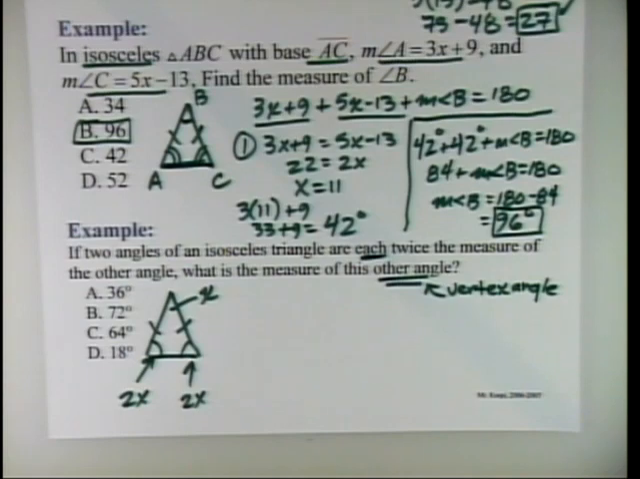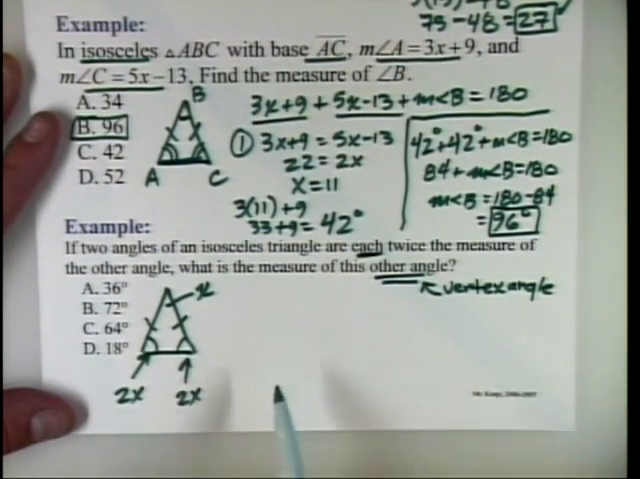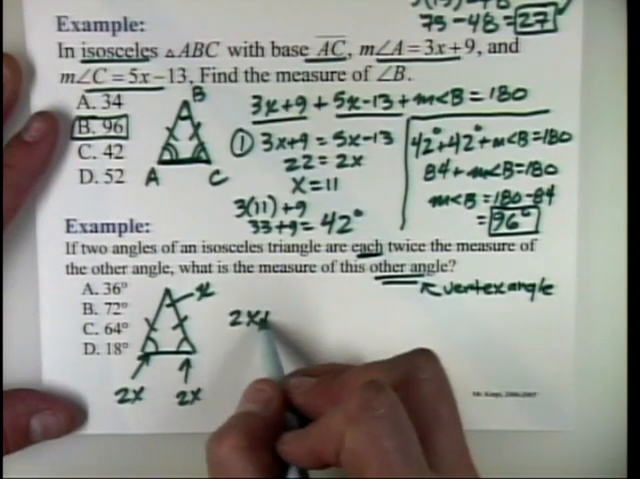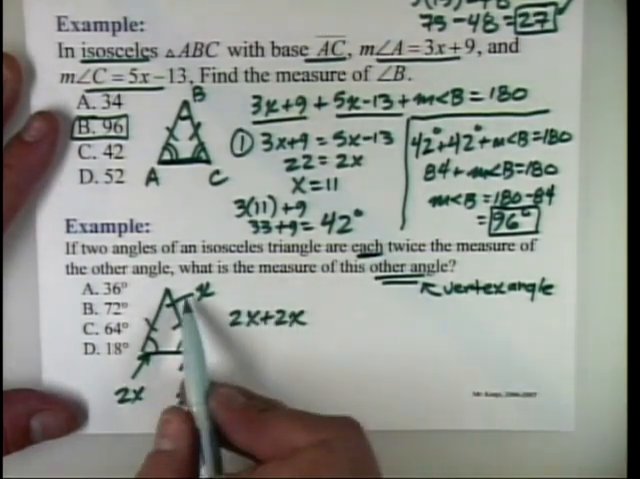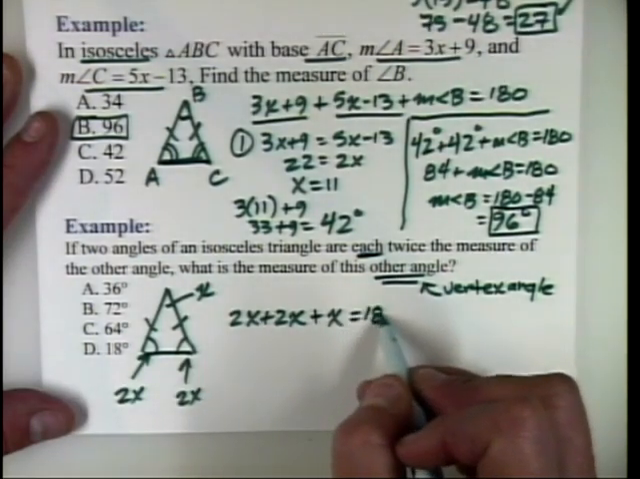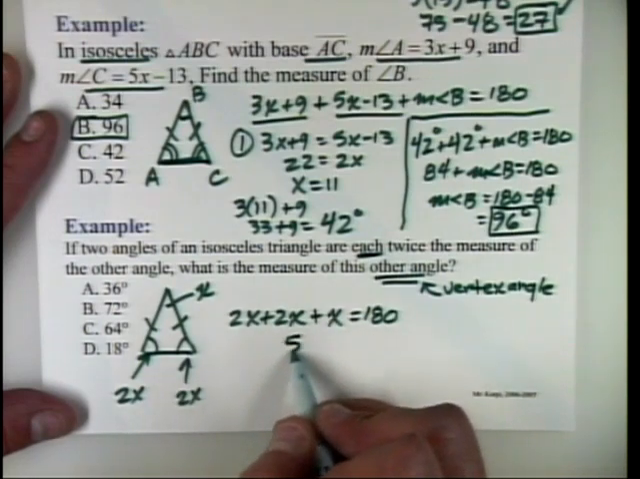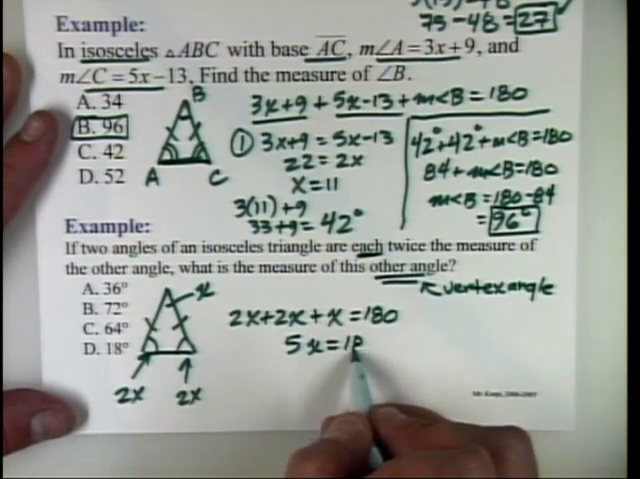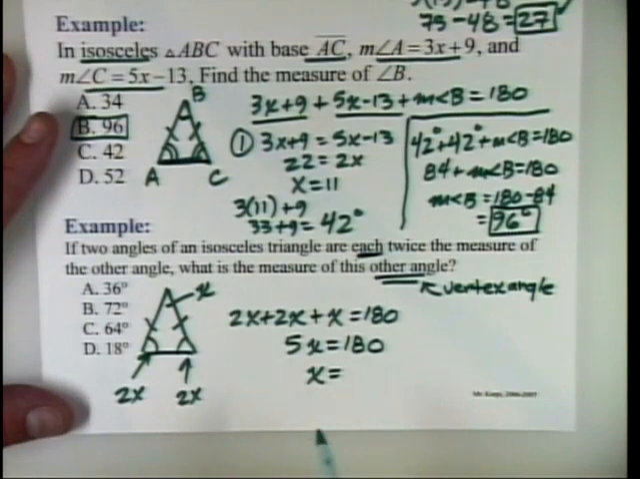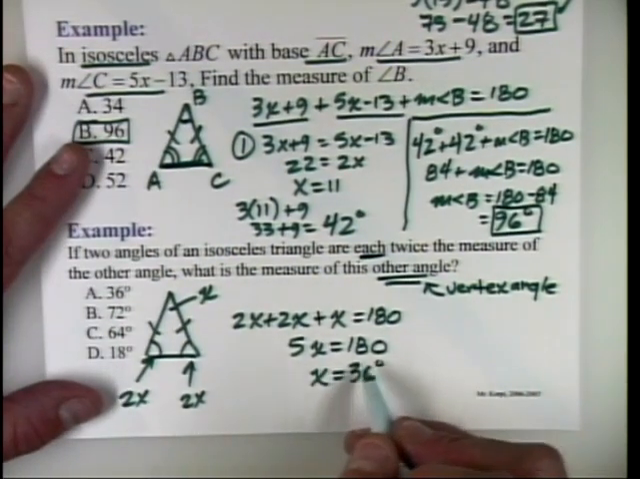So now I have all three angles in terms of x, and I know that the sum of all those has to equal 180. So 2x plus 2x, my two angles that are twice x, plus x itself, the vertex angle, must equal 180. So now I add up all the x's. 2 plus 2 is 4, plus 1 is 5. So I get 5x equals 180. Dividing both sides by 5, I get x equals 36 degrees.